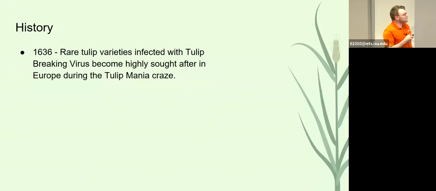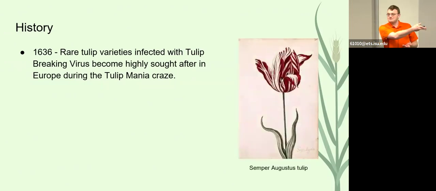Okay, let's go over a bit of history first. So of course, plant viruses have been around since time immemorial, but humans have only recently started learning about them and studying them. In the 1600s, they had a bunch of tulips that were infected with what's called tulip breaking virus. Of course, they didn't know it was infected with a virus. They just found these beautiful tulips and decided they were the fad. And in the Netherlands, they had this big craze called tulip mania, where tulips were just the thing. And tulips were going for crazy prices.